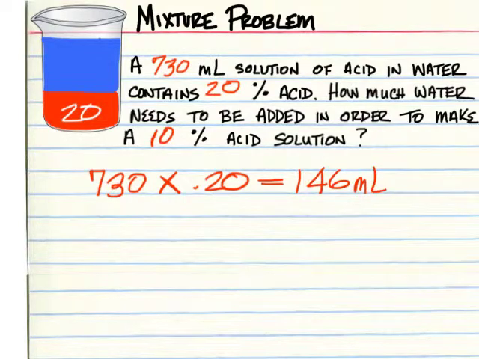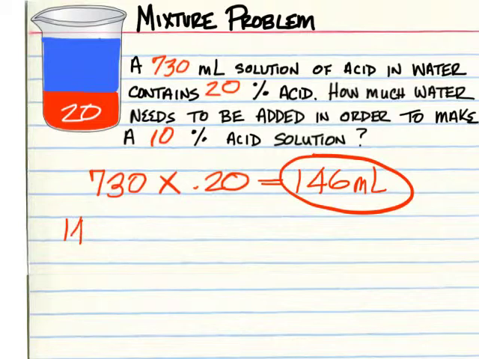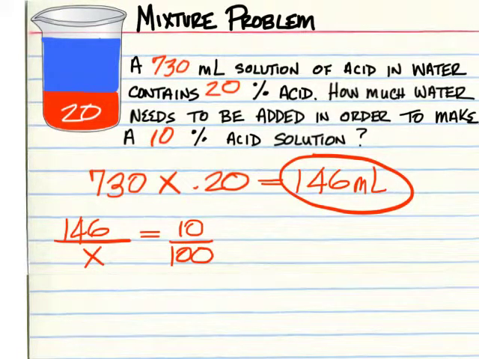Now, how much water would I have to add in order to make a 10% solution? So in other words, this is how much acid is there now. We want to figure out that 146 is 10% of a larger number. We want to find that larger number, x. You set up a proportion. 146 over some higher number is equivalent to 10 over 100, which is 10%.